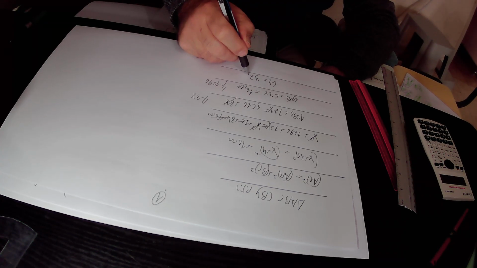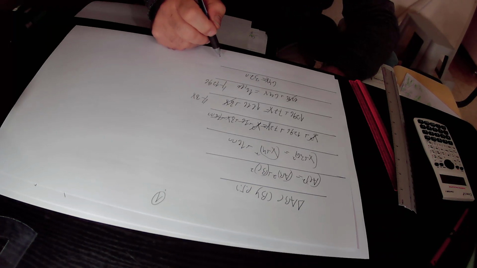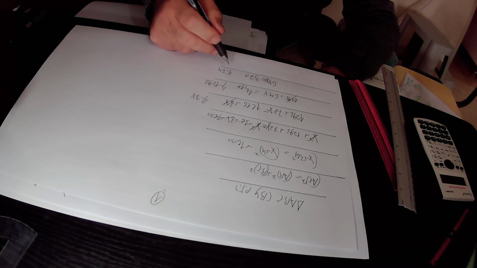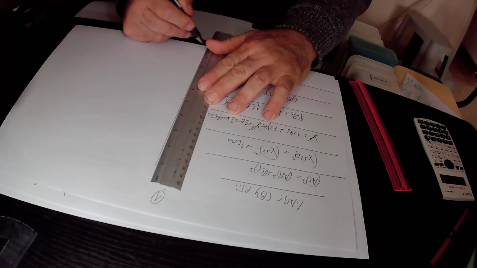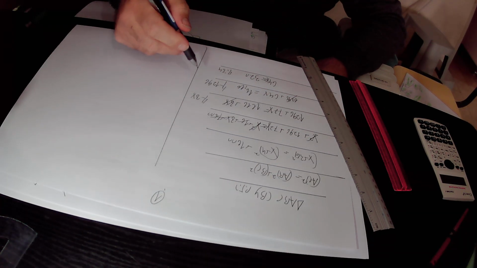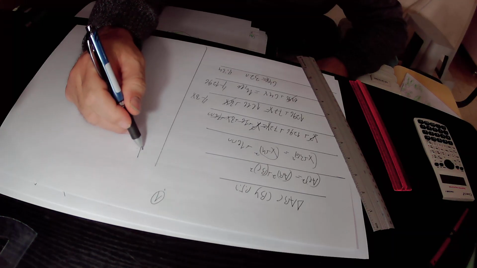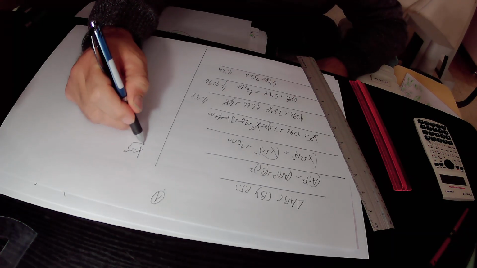So in total we found that 64x equals 320. Here we divide this equation by 64, and finally get that x equals 320 over 64, which is 5. So x equals 5 units in its length.